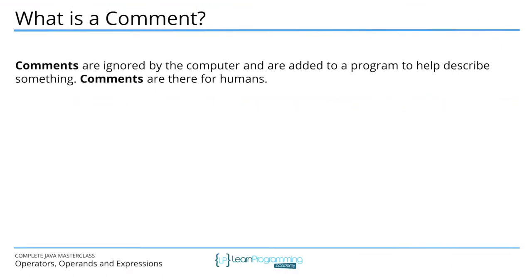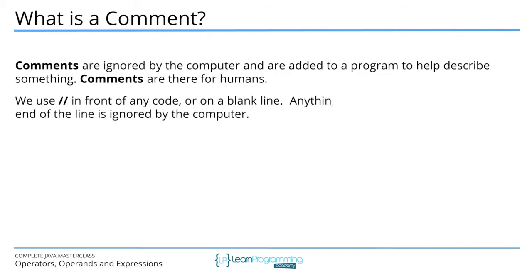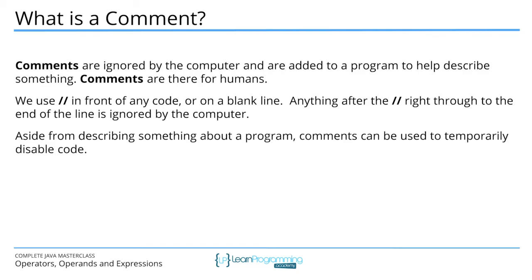Alright, so comments are ignored by the computer and they're added to a program to help describe something. Comments are there for humans. We use 2 forward slashes in front of any code or on a blank line. Anything after the 2 forward slashes, right through to the end of the line you add it to, is ignored by the computer. So aside from describing something about a program, comments can be used to temporarily disable code, and that's another useful thing when you're testing, which we'll do a little bit later on in the course.